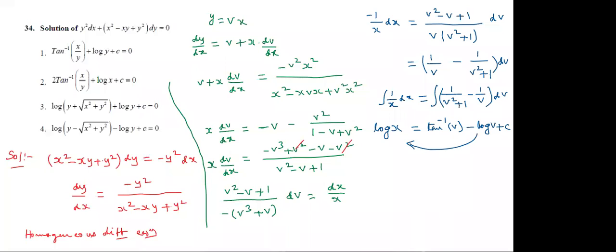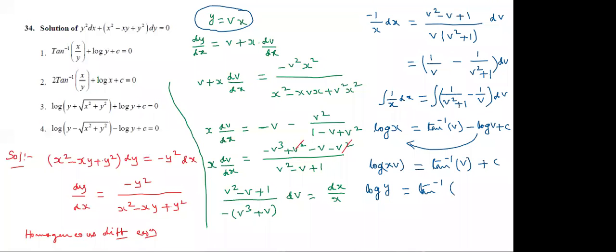At that time log x plus log v, log a plus log b formula, we know that log ab is equal to tan inverse of v plus c. What is the y, students? y is equal to vx. So instead of vx, I am going to write y. Log y is equal to tan inverse of v, means y by x, plus c.